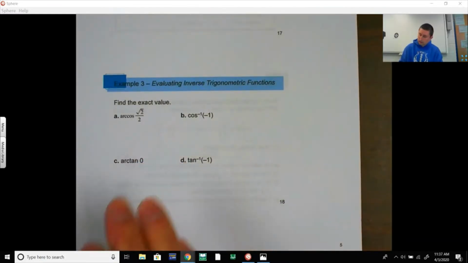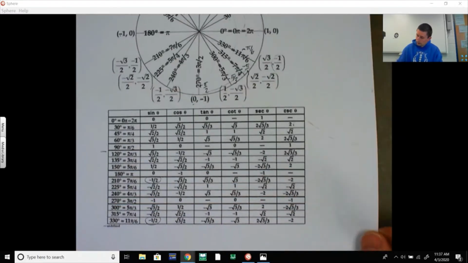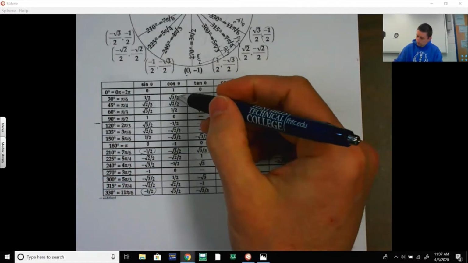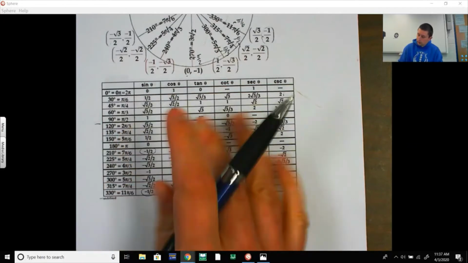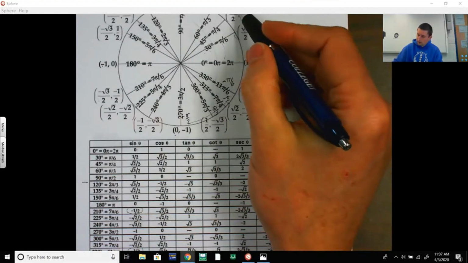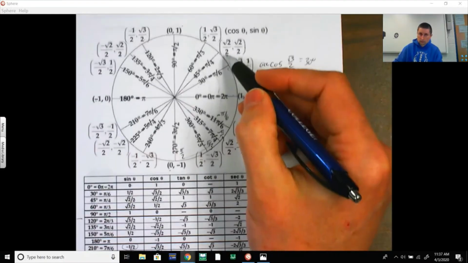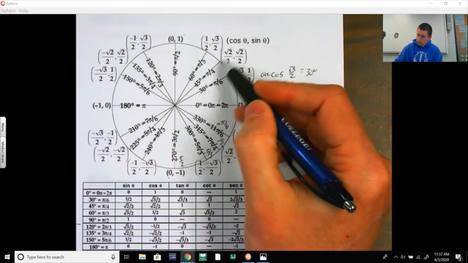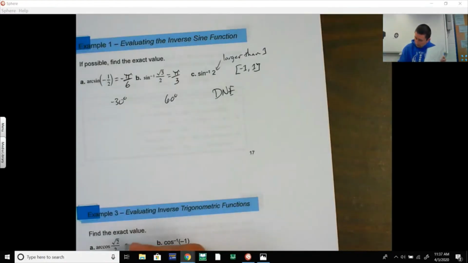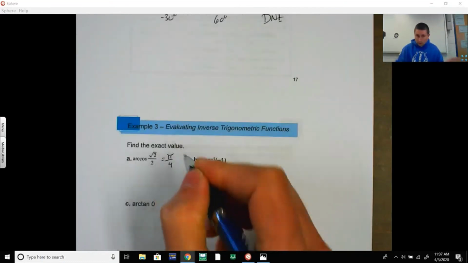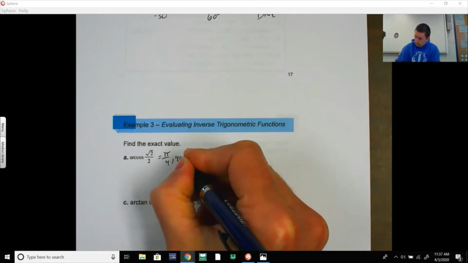Arc cosine of root 2 over 2. So now cosine, root 2 over 2. Cosine is usually easier. Root 2 over 2, that's 45 degrees. Remember, cosine is x. So there's root 2 over 2. There we go, 45 degrees. So that's pi over 4, 45 degrees.